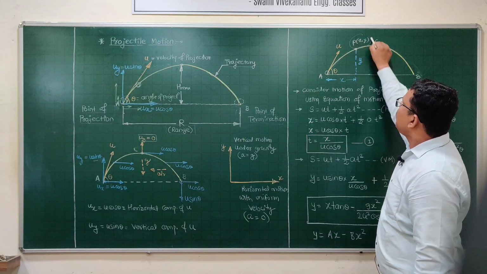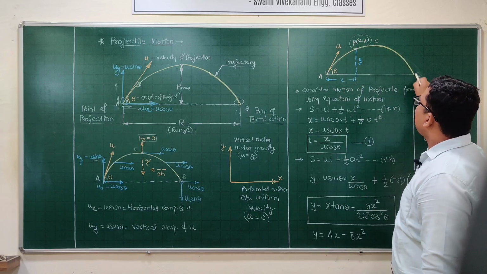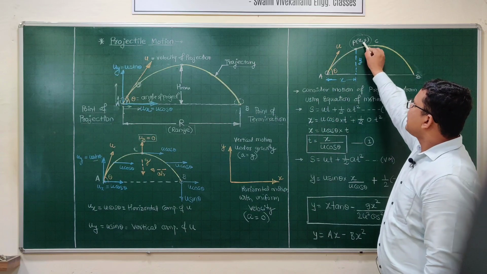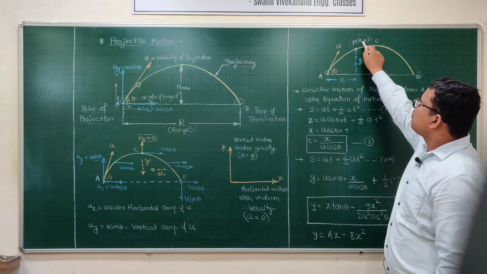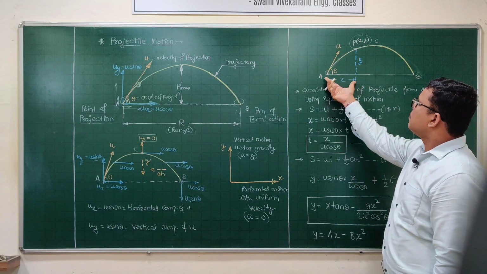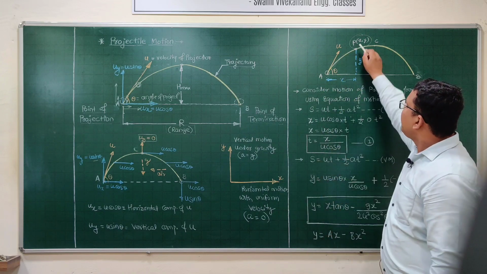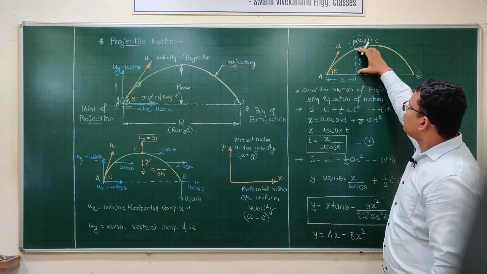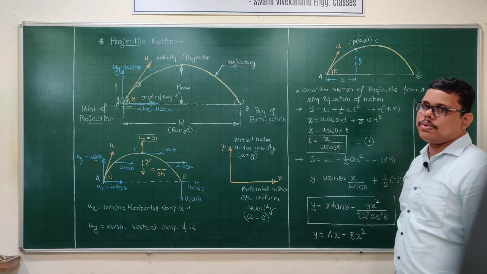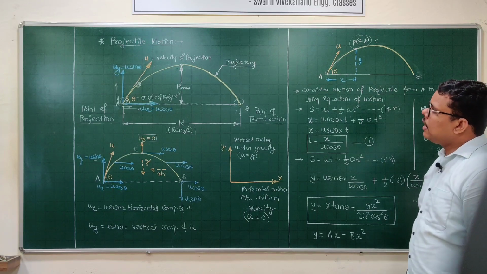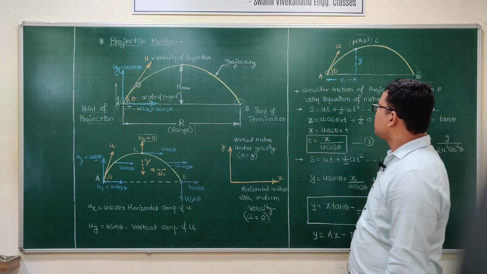अब यहाँ पे जो point P है वो arbitrary point है. यहाँ पे आप किधर भी point P consider कर सकते हो, having coordinates x, y. So x means the horizontal distance covered by this projectile from the point of projection. Y is the vertical distance covered by this projectile from the point of projection. Okay. So now we'll apply equations of motion for this.